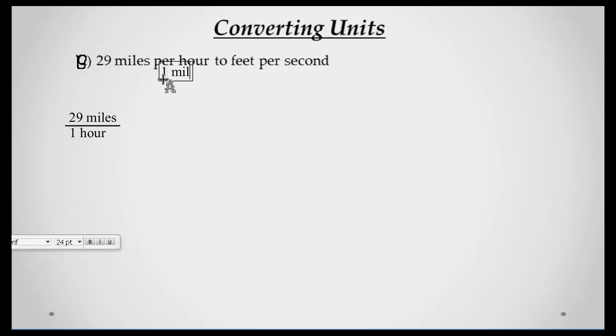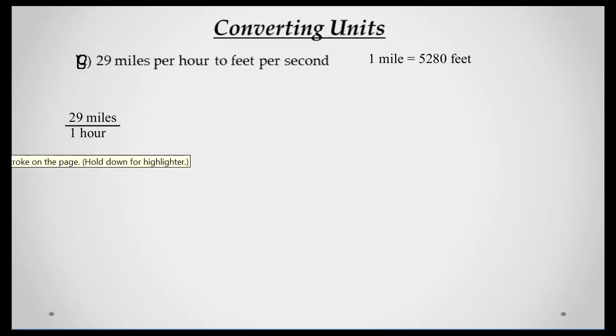So we had 1 mile equals 5,280 feet. And then we're also going to need to do hours per second, but those are conversions that are a little bit more common, so I'm not going to list all those up here. I'm just going to put this over here. So 29 miles per hour. Now we need to change the miles to feet and the hours to seconds. It doesn't matter which one you start with, so I'm going to start with the miles.